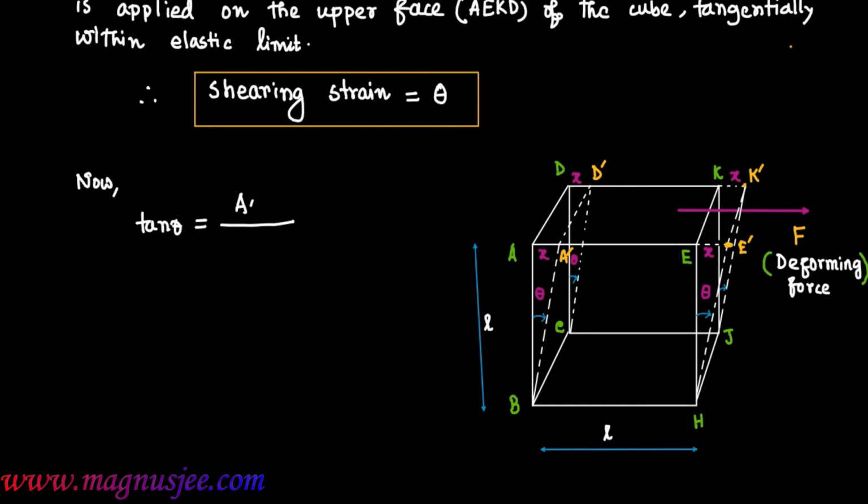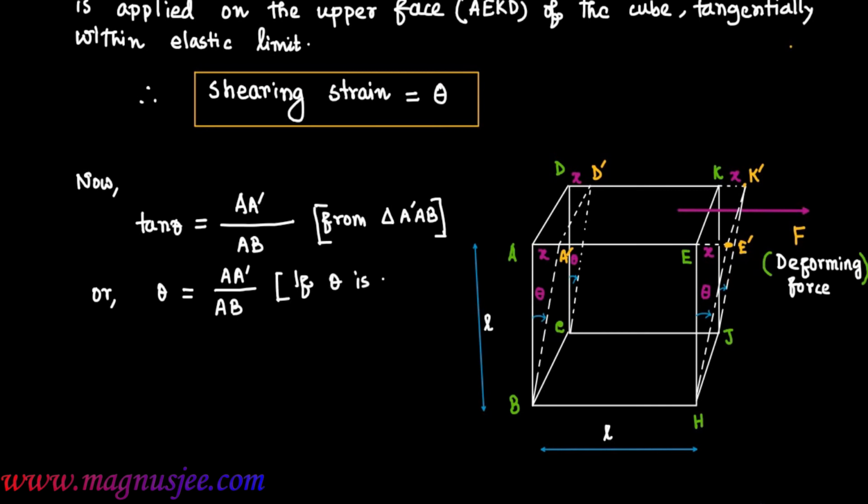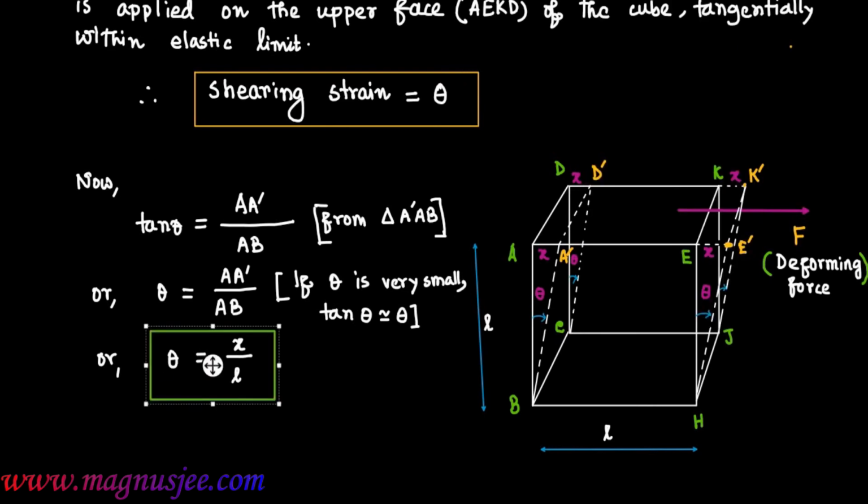Now tan theta equals AA prime divided by AB, from the triangle A prime AB, or theta equals AA prime divided by AB. If theta is very small, then tan theta is approximately equal to theta, or theta equals x by L. That is the shearing strain.